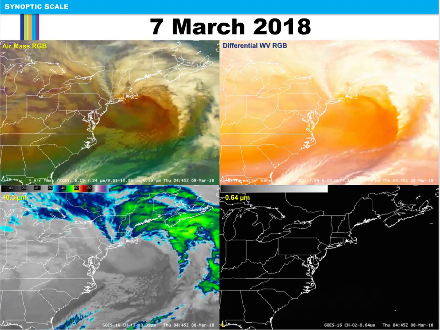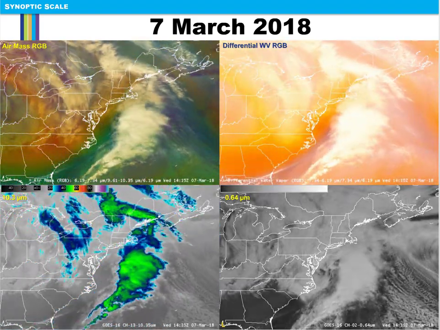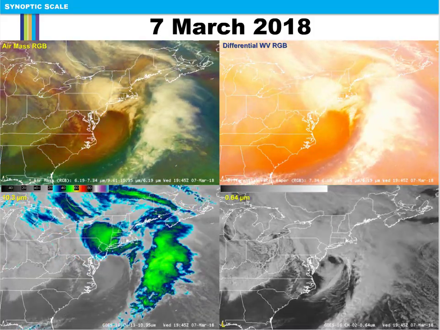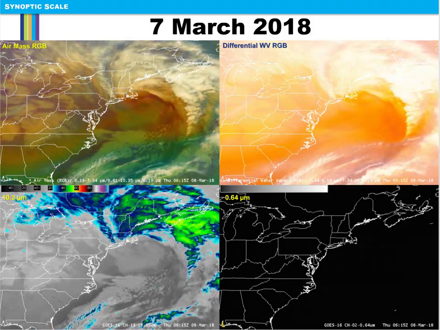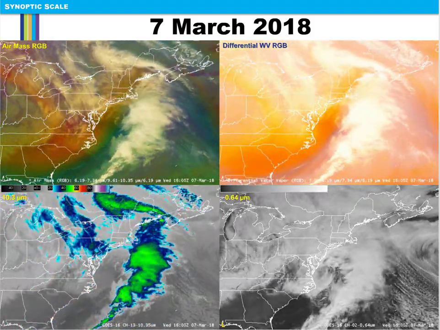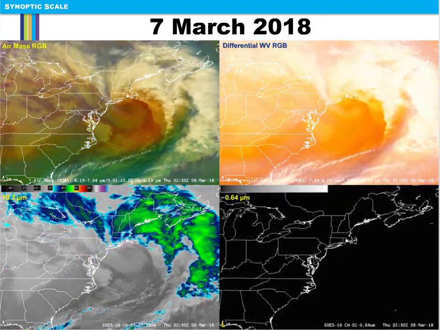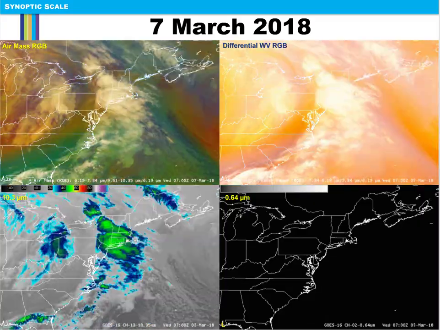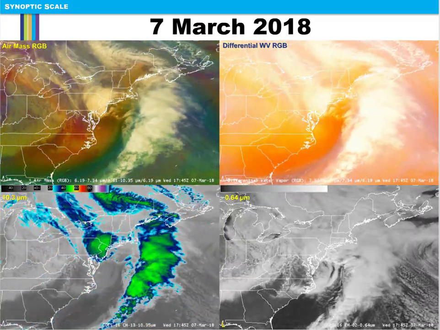Looking at some other imagery for the same case on 7 March 2018, the top two rows are useful for assessing stratospheric intrusion of ozone associated with high potential vorticity. We already discussed the utility of this earlier with the air mass RGB shown in the upper left, but it can also be diagnosed with the differential water vapor RGB product shown in the upper right. Very dry mid to upper level air is depicted in bright orange colors.